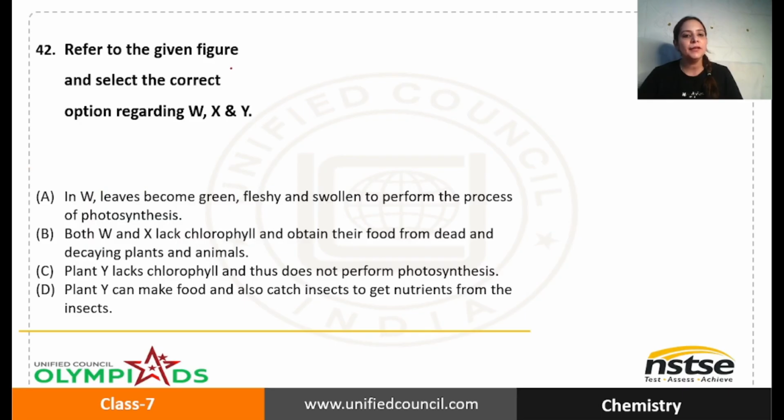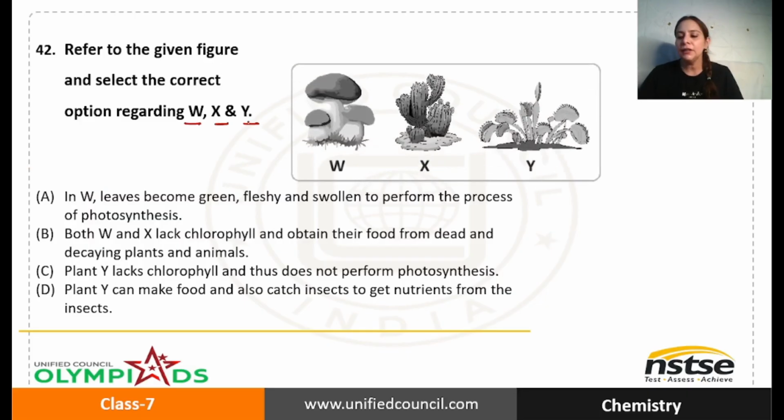Refer to the given figure and select the correct option regarding W, X and Y. So here you have W, X and Y given. You can see that these are three plants basically. Now before reading the options, I want you to identify them. W you can see is a mushroom plant.